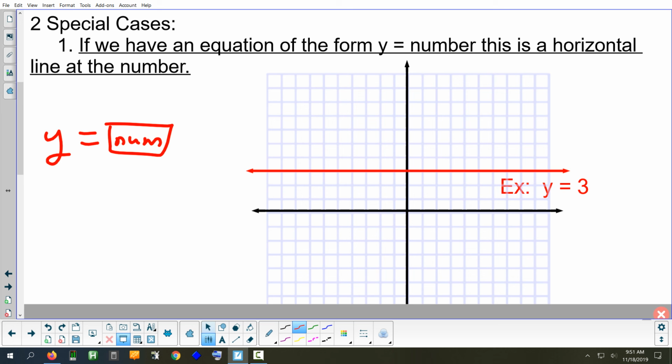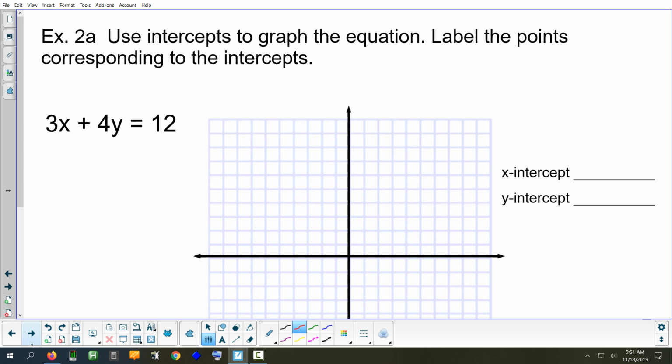And that's it. That's what a horizontal line looks like. It's a lot easier when you only have one letter in the problem. When you do a problem like we're going to do eventually, when you've got 2 letters in it, it's a little harder. When you have 2 letters, your line is going to be on a slant. It's not going to be horizontal, it's not going to be vertical. It's going to be slanted.